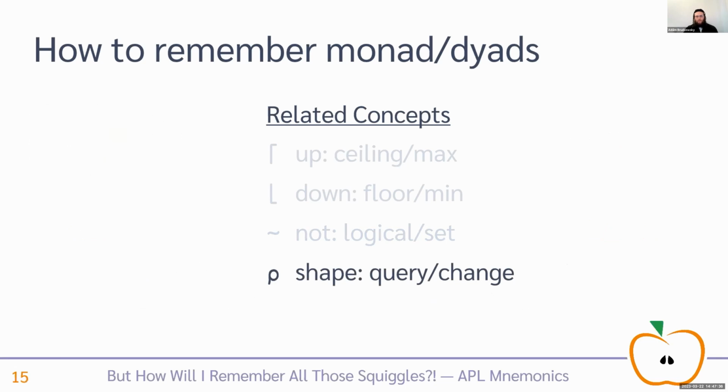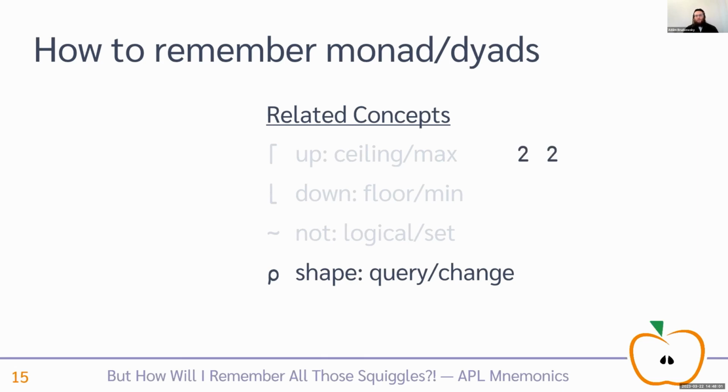Okay, here's one more. This is the Greek letter rho, which corresponds to the Latin letter R, so it makes the R sound. It's for the concept of shaping, either giving something a shape or finding out what a shape is. Let's look at the dyadic form first. This is a shape.